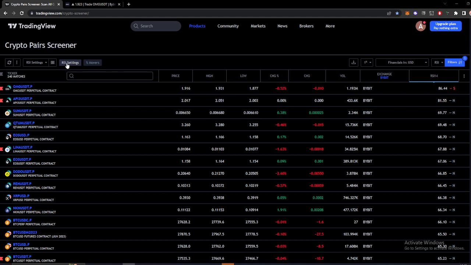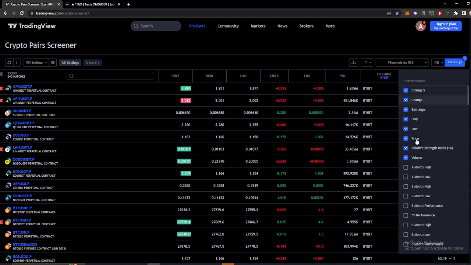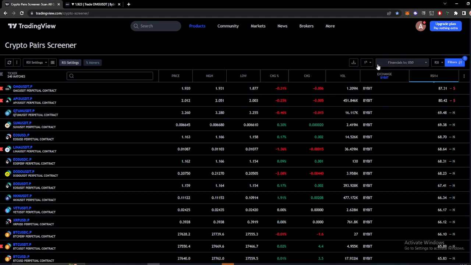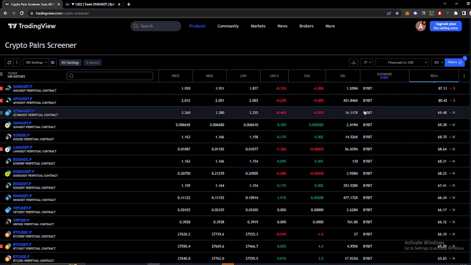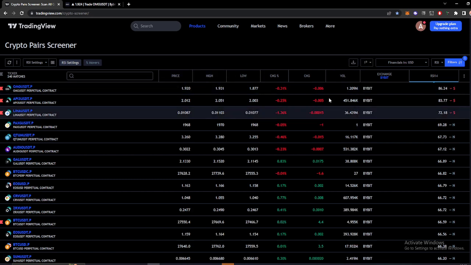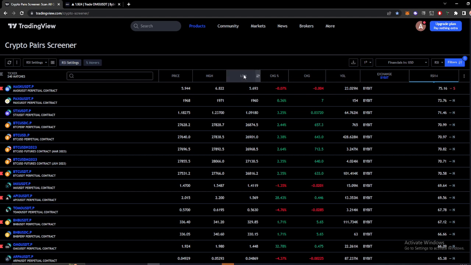I have RSI settings and I have percentage movers. On my RSI settings, these are the tabs that I have. You can add and delete whatever you want. This is what I have. I have the price, which tells me the price of the asset, and it also tells me the high and low. The high and low will change depending on the time frame, for example.